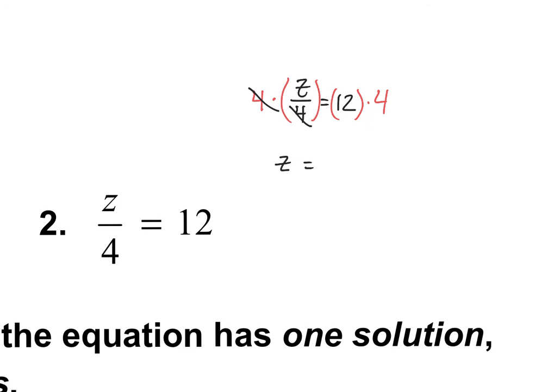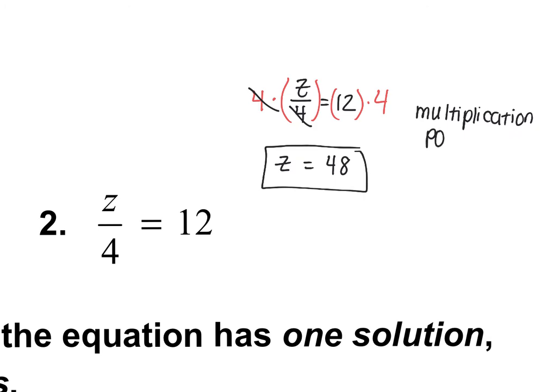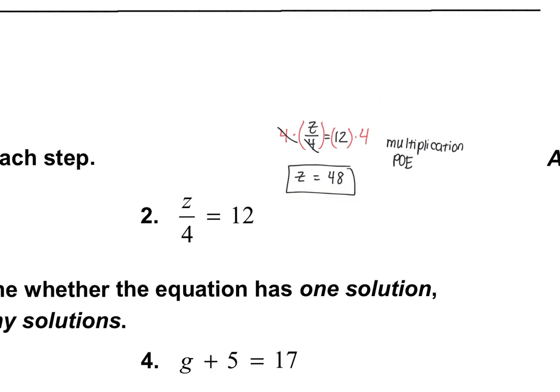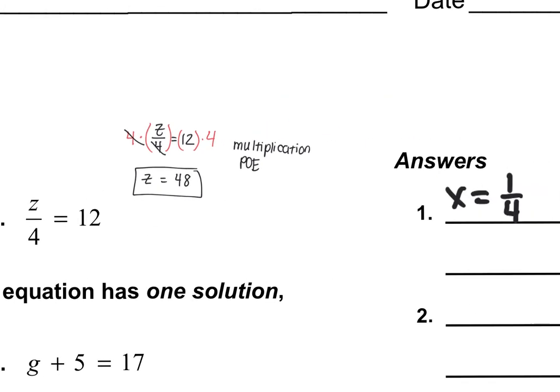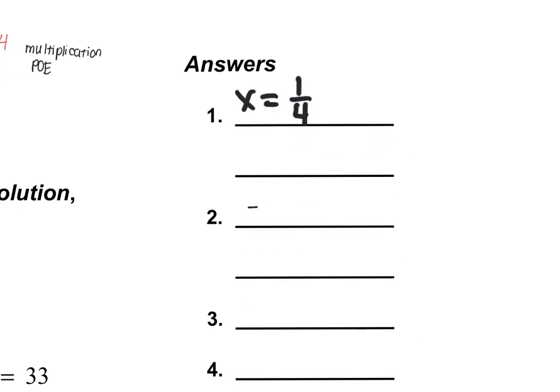And then 4 times 12 is going to give us 48. So z equals 48. Let's justify that step. We multiplied to both sides, so this is the multiplication property of equality. So we finished number 2. Number 2's answer was z equals 48.